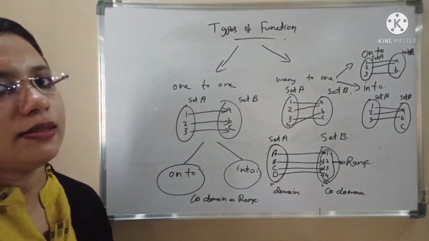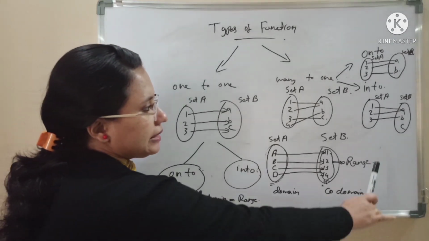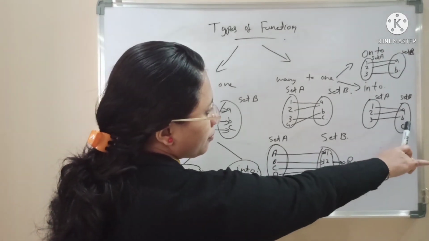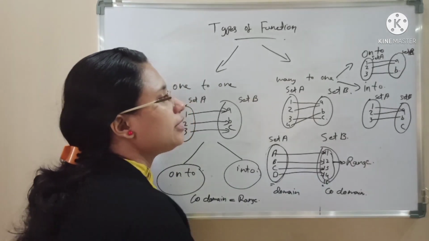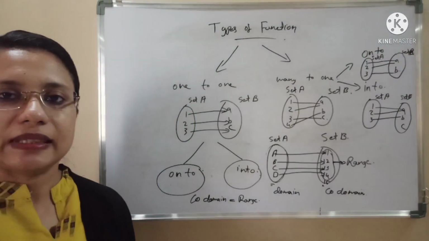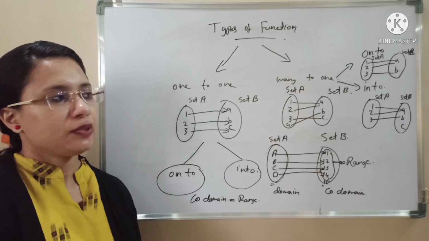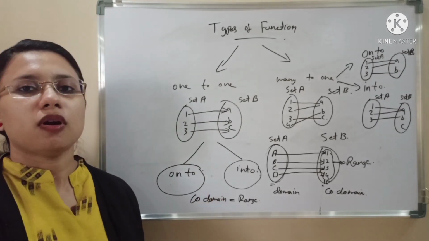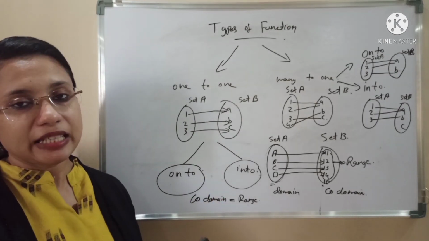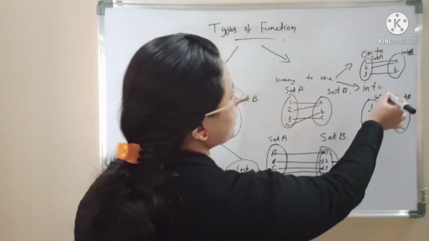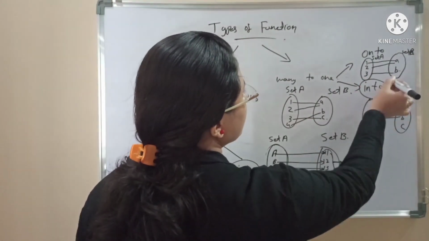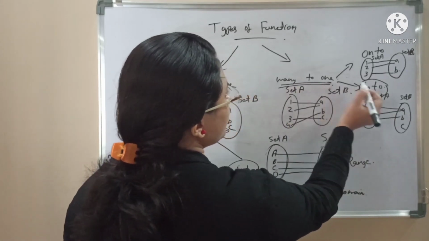And into means, if this is the case, then we can see here C is free. C doesn't have any relation with elements in set A. So it doesn't obey the rule of many to one onto, which is called an into function in the many to one category.